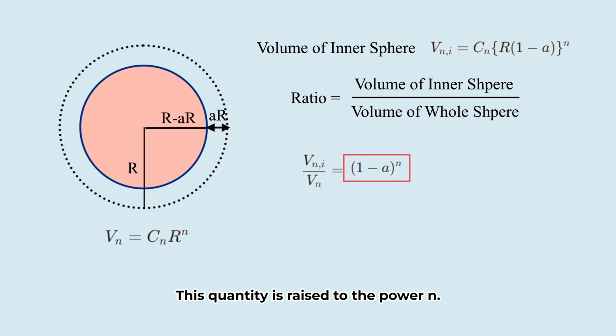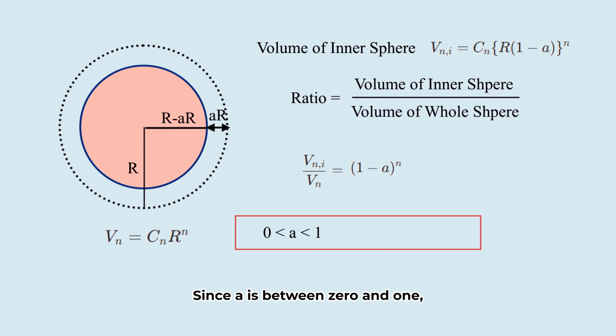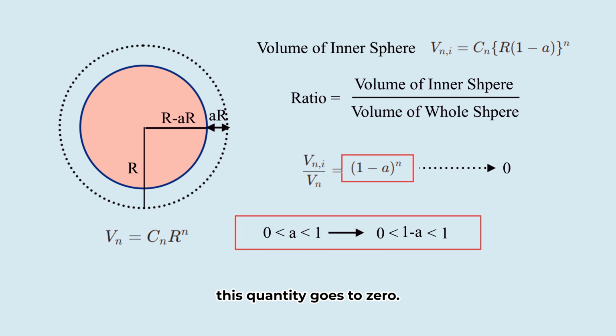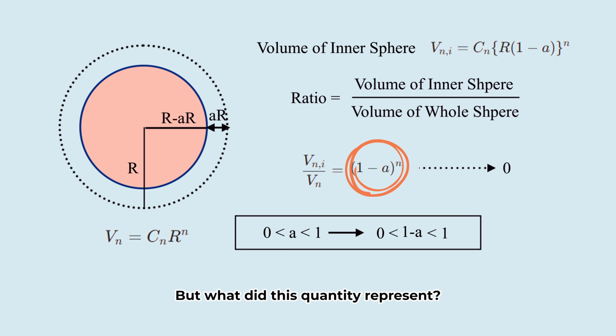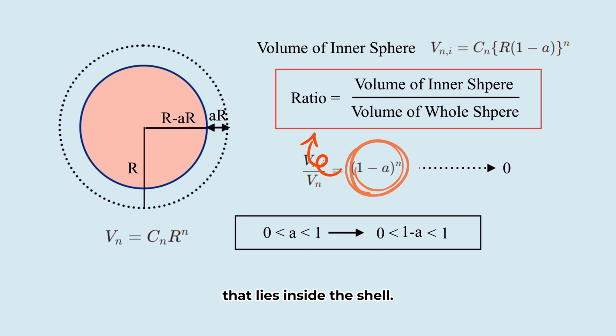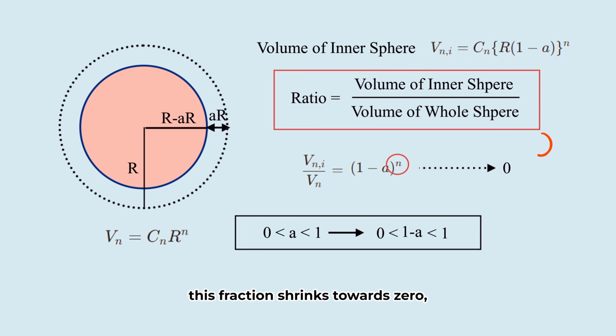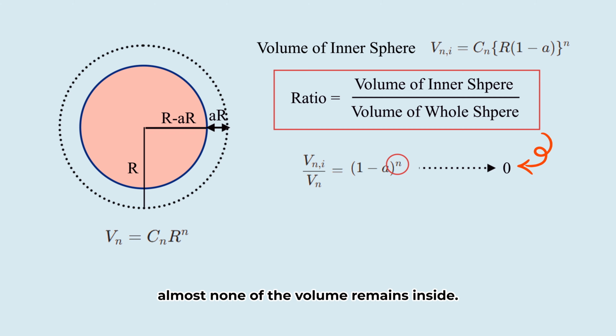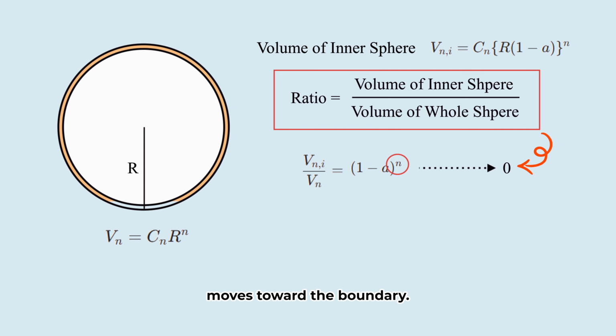This quantity is raised to the power n. Since a is between 0 and 1, 1 minus a is also between 0 and 1. So, as n increases, this quantity goes to 0. But what did this quantity represent? It was the fraction of the sphere's volume that lies inside the shell. As n grows, this fraction shrinks toward zero, which means almost none of the volume remains inside. Instead, almost all of the volume moves toward the boundary.